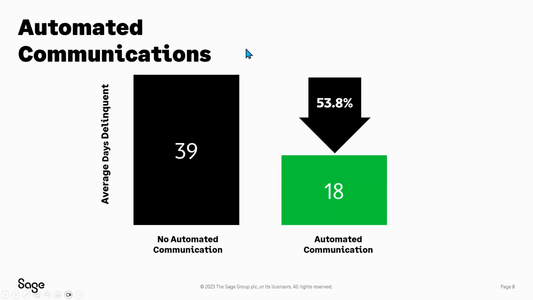So being able to send automated communications really reduces the amount of days delinquent because you're getting ahead of those invoices being past due. So typically most customers are reaching out to their customer base when their account goes 30 days past due, or it really becomes evident when it's 60 days past due. We're reaching out to your customers before that invoice is due, reminding them they have an invoice coming due. So that type of thing really helps reduce the amount of days delinquent. And just by using those automated customer communications, our customers were able to reduce the amount of days delinquent by 53.8%. So pretty significant.